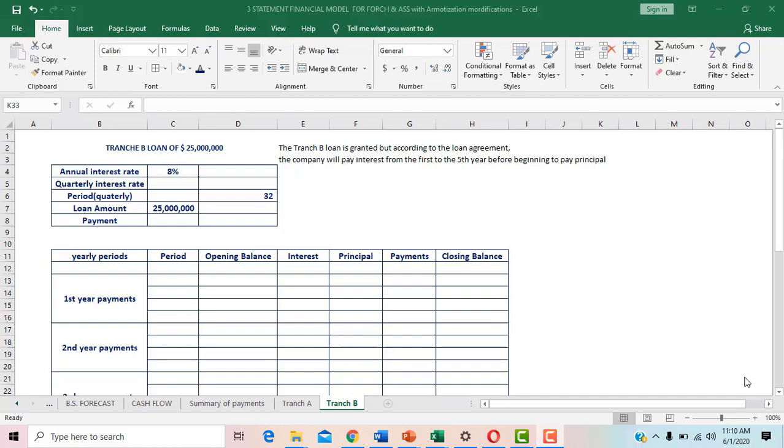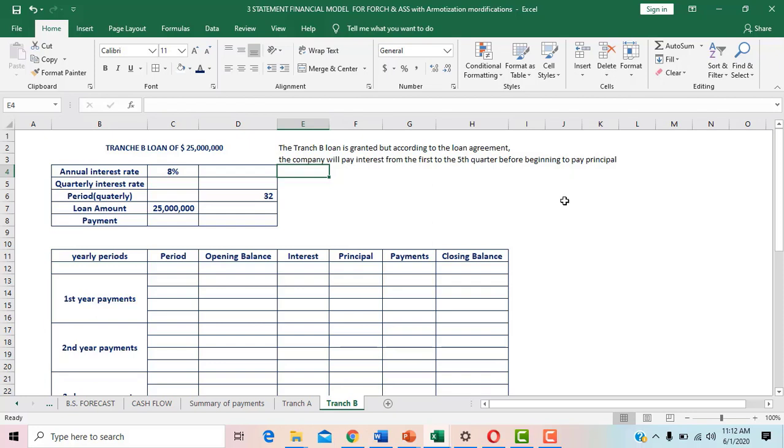Hello and welcome to tranche B of our loan agreement. The tranche B loan is totaled at $25 million with an annual interest rate of 8%. However, it should be noted that from the 1st to the 5th quarter of this loan, the company will be required to pay just the interest. Then from the 6th quarter right up to the 32nd quarter, the company will be required to pay interest as well as principal of the loan. To get things started, let us calculate the payment to be made.